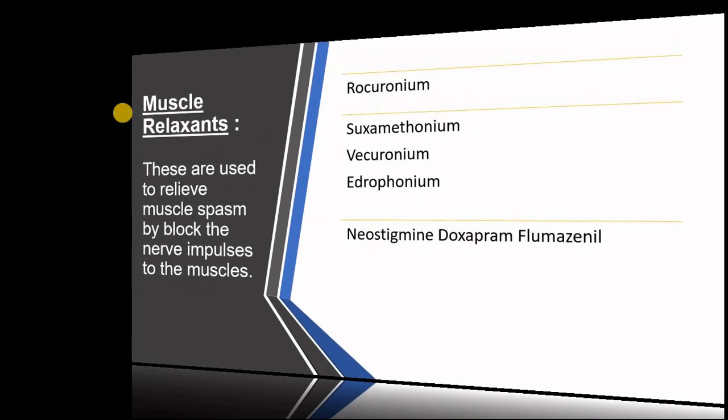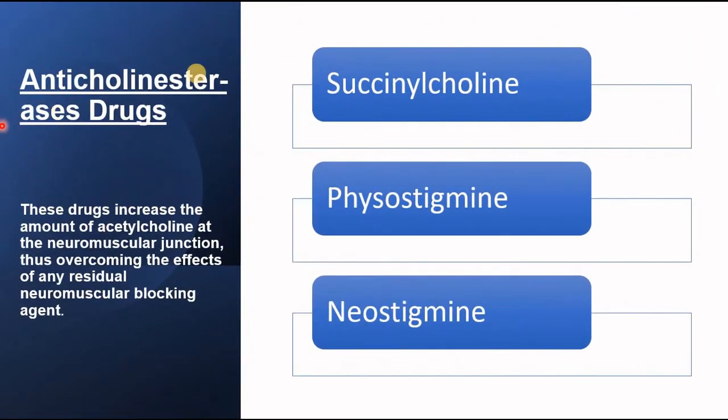So friends, the last category of the drug is the anticholinesterase drugs. If we look at the use of these drugs, these drugs increase the amount of acetylcholine at the neuromuscular junction. Only focus on this thing, that it increases the amount of acetylcholine at the neuromuscular junction. So what will happen then? Overcoming the effect of any residual neuromuscular blocking agent.